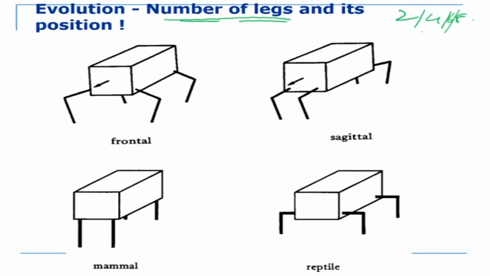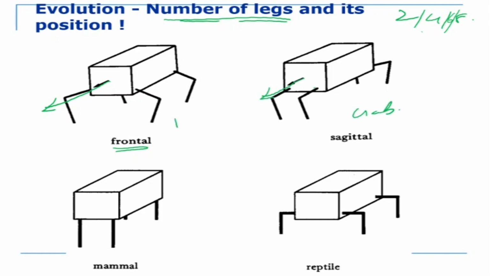So depending on where you place your legs, for example, this is the frontal direction. The legs are placed like this. This is 1 degree of freedom, this is another degree of freedom, if you can imagine. In this particular case, the body is moving in the frontal direction. In this case, the body is moving in the sagittal direction, the side direction, just like a crab.